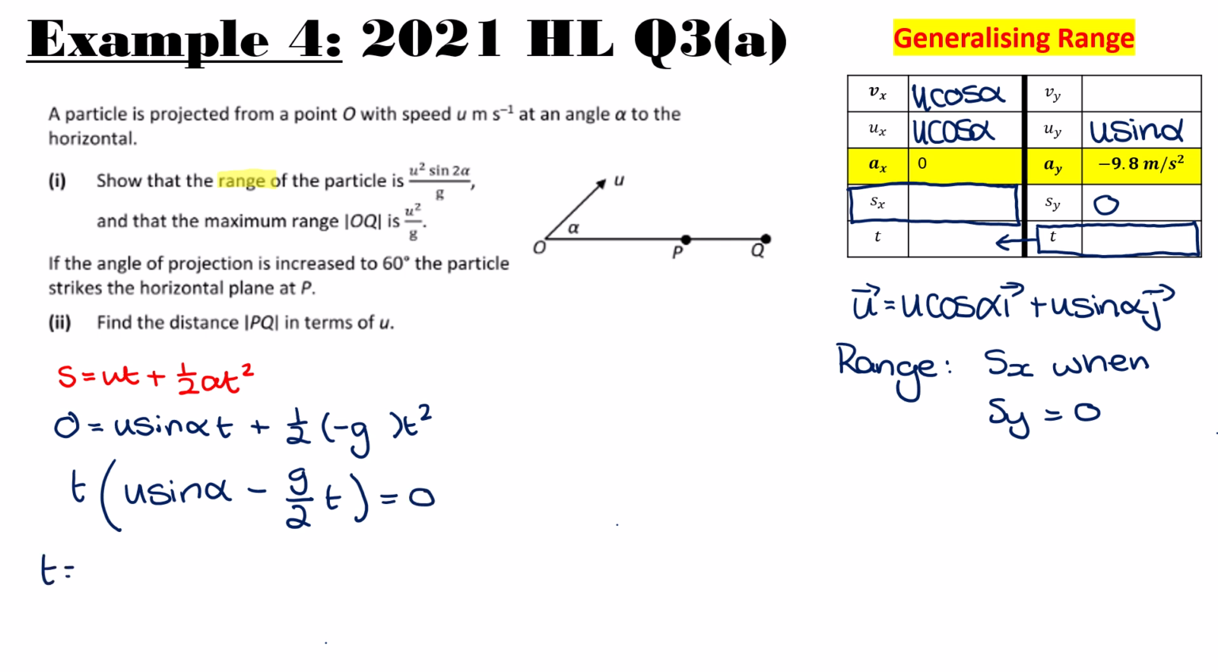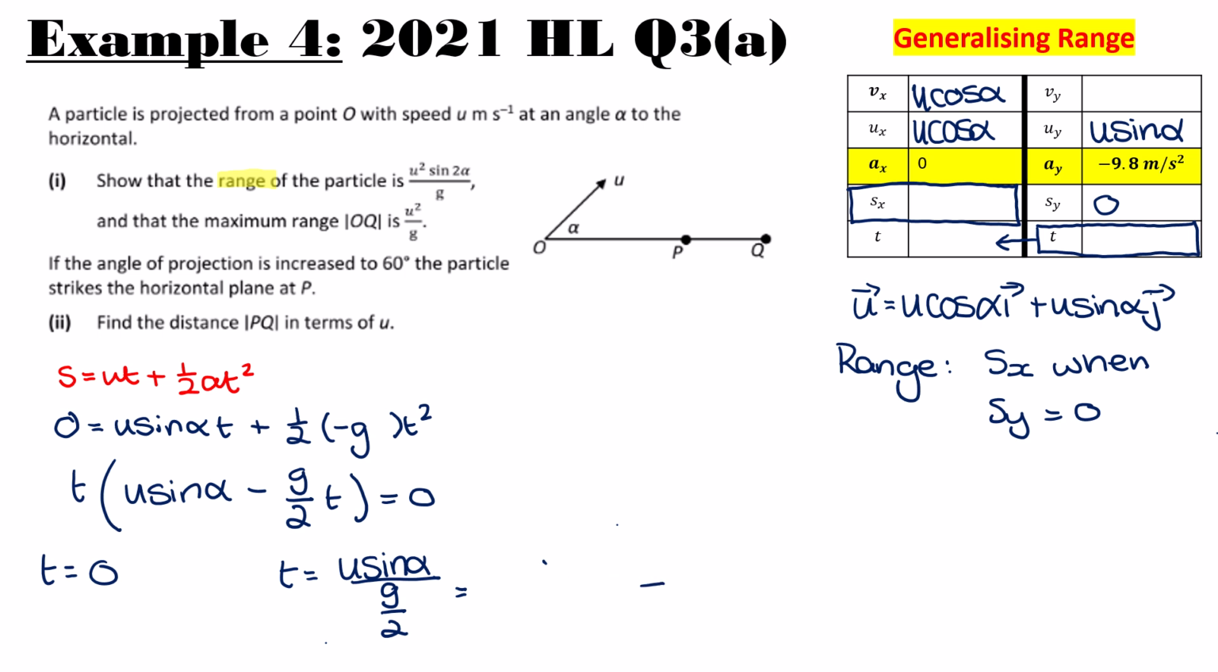So the times when Sy is 0 is t equals 0 at the start, and then when we rearrange this, we get u sine alpha divided by g over 2, which is the same as multiplying by 2 over g.